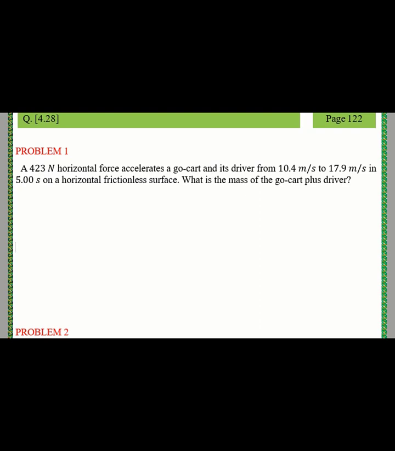First one: a 423 Newton horizontal force, this is the force F, and it is the applied force, so it is Fa. It is horizontal, and accelerates a go-kart and its driver from 10.4 meters per second, the initial velocity, to 17.9 meters per second, the final velocity, in a time interval of 5 seconds, on a horizontal frictionless surface, there is no friction. What is the mass of the go-kart plus the driver?